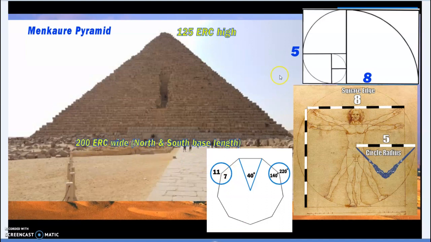So the Menkaure Pyramid, the 5 to 8 ratio, as is in Man is the Measure of All Things, Vitruvius, and Leonardo da Vinci's illustration, Vitruvian Man, and the nonagon having the 7 to 11 angle ratio.